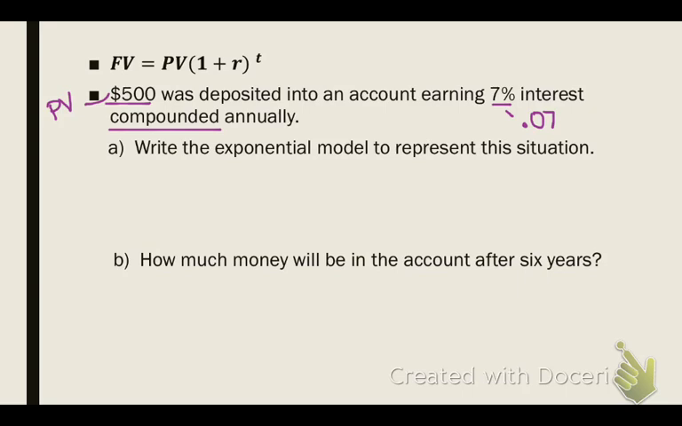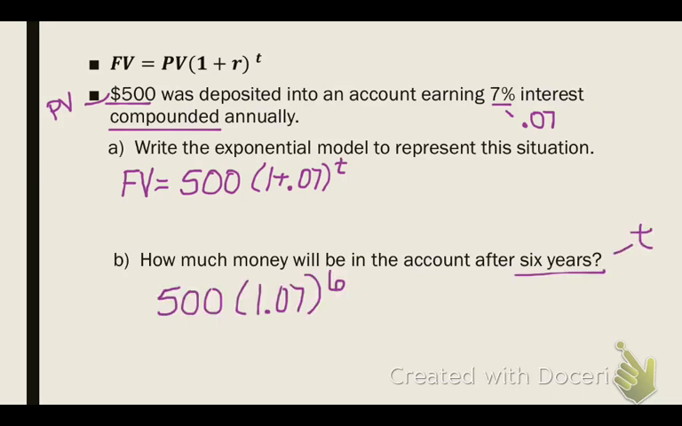So I'm going to leave the future value as FV equals, I'm going to replace present value with 500, and then 1 plus 0.07. And since they don't give us any time frame, I'm just going to put a t there. So this is the exponential model that represents this situation. And then I can use that model to find out how much money will be in the account after 6 years, which is our time frame. So I put 6 in my formula, and I get that I would have $750.37.